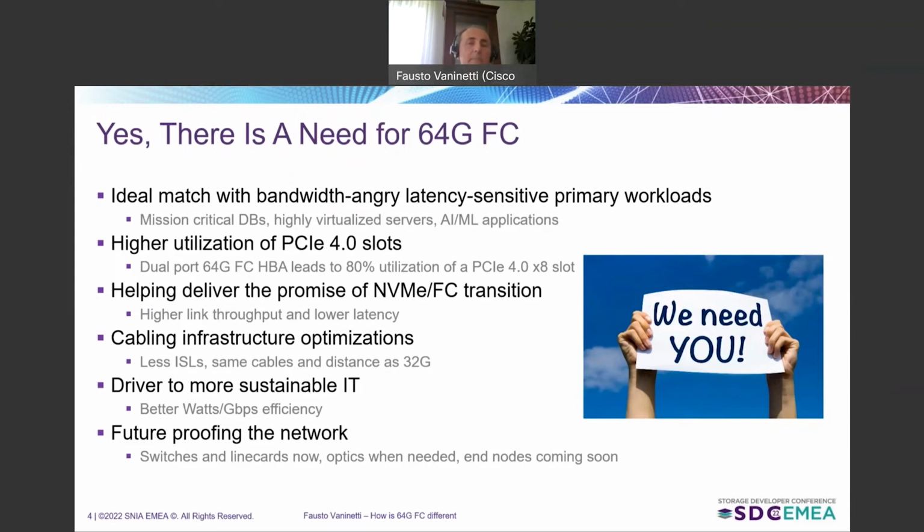But in my mind, the main reason organizations are really considering 64 gig Fibre Channel is because they want to future-proof their network. Maybe they will not use their networks at 64 gig Fibre Channel today, but clearly they might have a need in the next couple of years. So they want to be ready without replacing the network when the need emerges. And that's the main reason we see organizations deploying 64 gig Fibre Channel networking today, in many cases using 32 gig Fibre Channel SFPs.